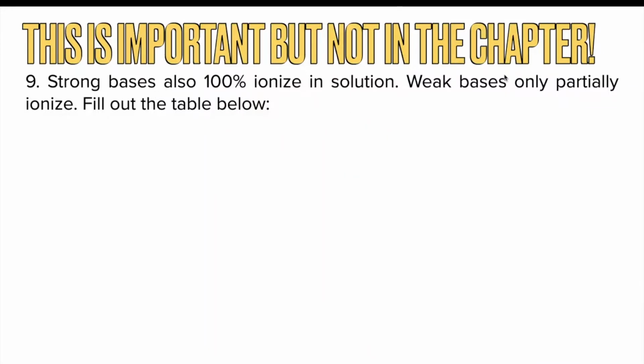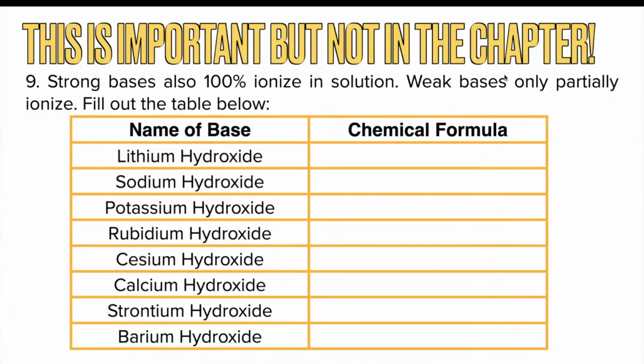Weak bases only partially ionize. Here are our strong bases: lithium hydroxide, sodium hydroxide, potassium hydroxide, rubidium hydroxide, cesium hydroxide. That's every alkali hydroxide, so every first group element on the periodic table with an OH after it. I did not put francium hydroxide because it doesn't really exist, but technically that would also be a strong base.